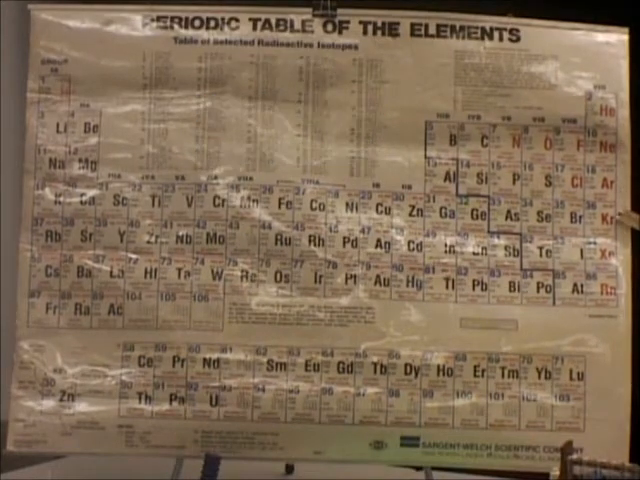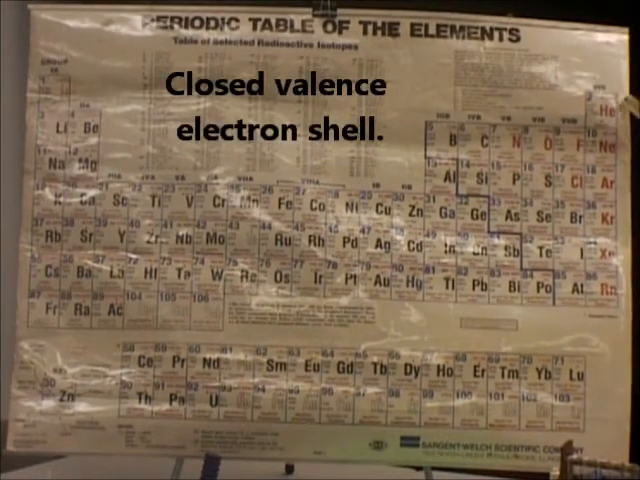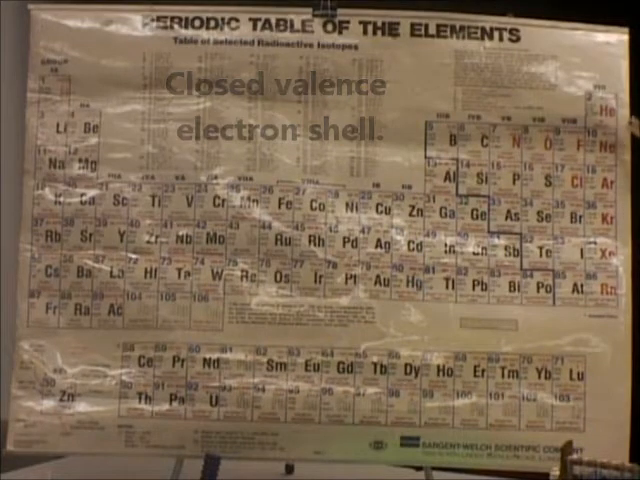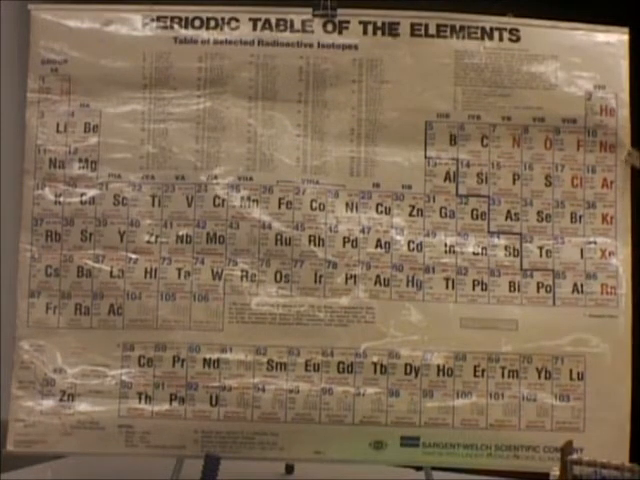Helium, neon, argon, krypton, xenon. These we call the noble gases, rare gases, inert gases. They don't like to bond to each other, right? So we're not going to see helium dimers or neon dimers under normal conditions.